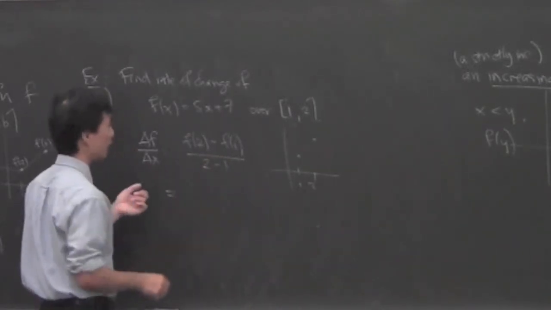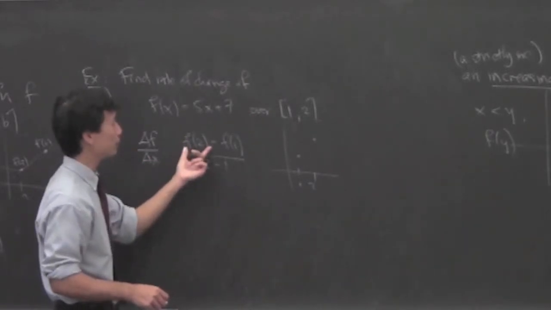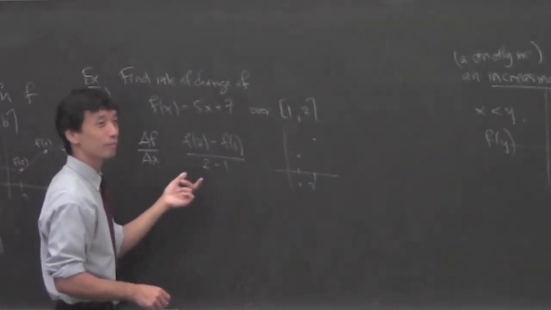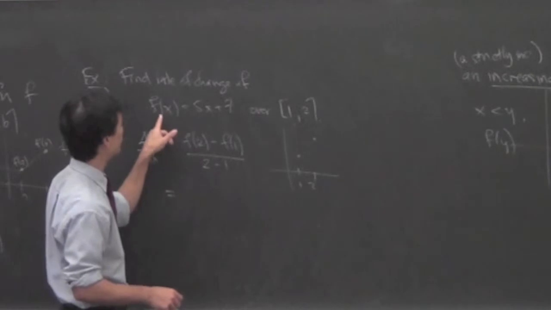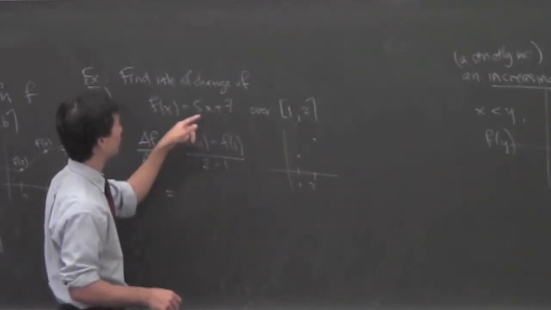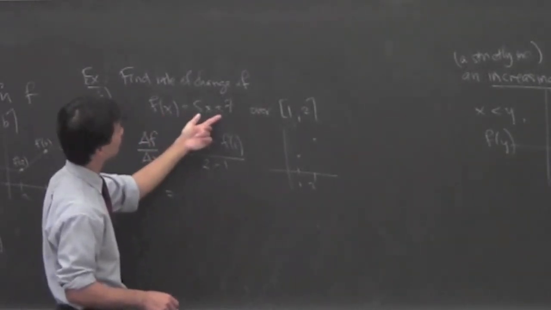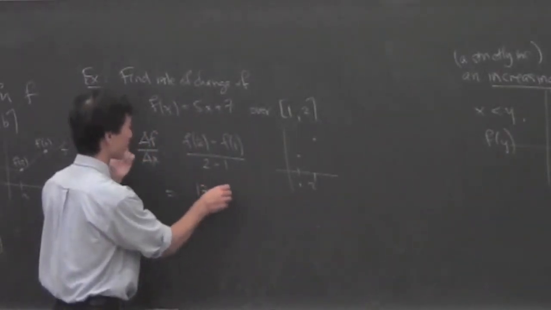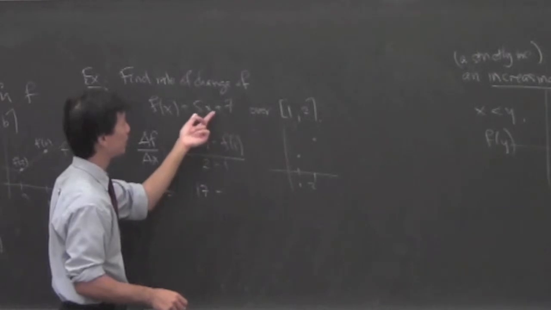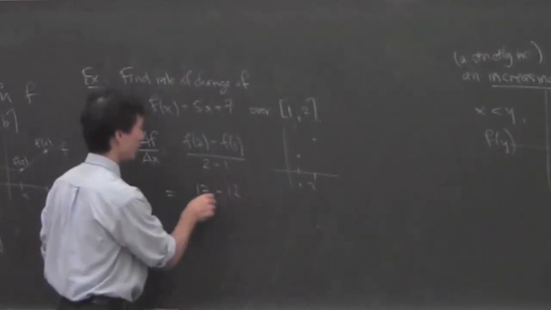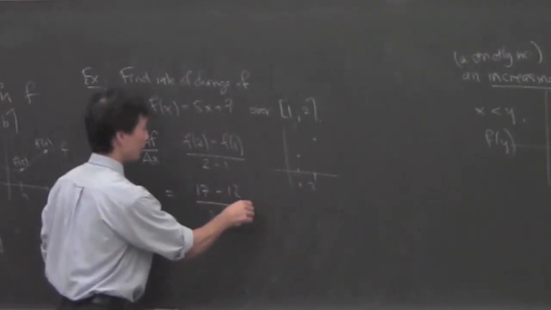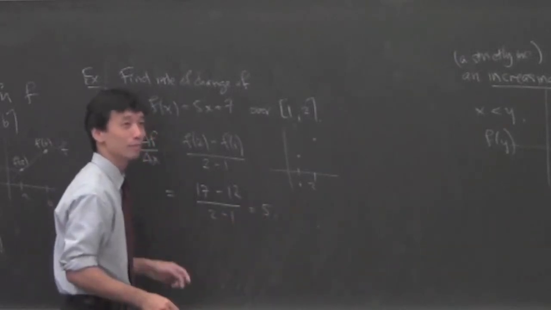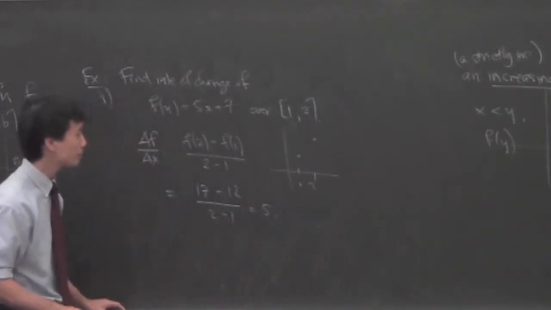And then from there it's just calculation. What's f of 2? 12. No, wait, 17. Right, and f of 1? 12. Right. And then we get 2 minus 1. And so the rate of change is 5.